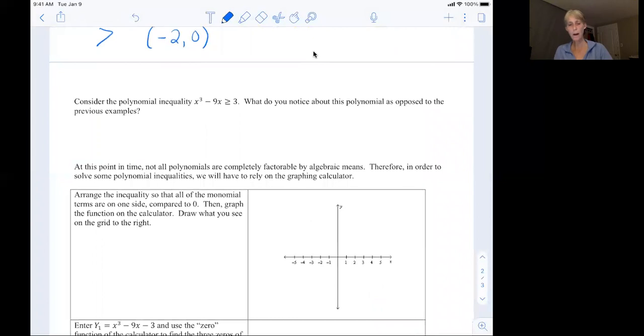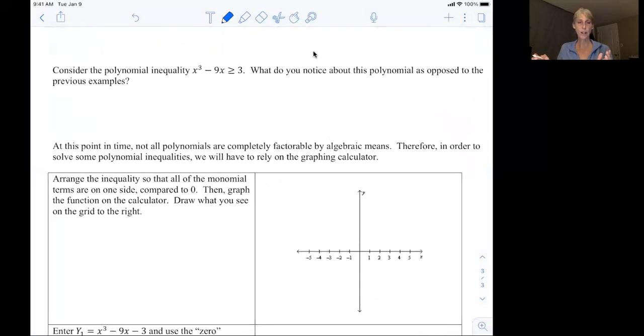Okay. Consider the polynomial x cubed minus 9x is greater than or equal to 3. What do you notice about this polynomial as opposed to the previous examples? Now there's two things that are different here. First of all, it's not in the proper form. Okay. In order to solve this, we have to get everything to one side. Okay, so whenever we're solving a polynomial inequality, we want to remember that. Okay, so get everything to one side.